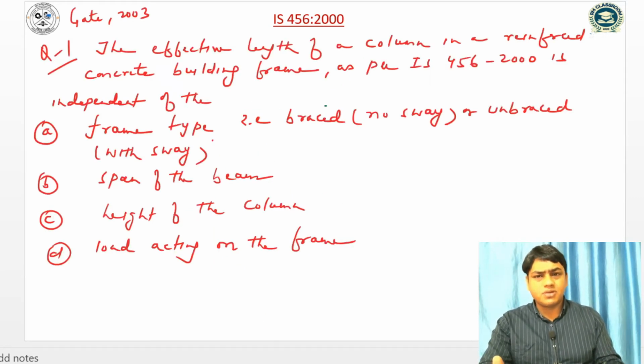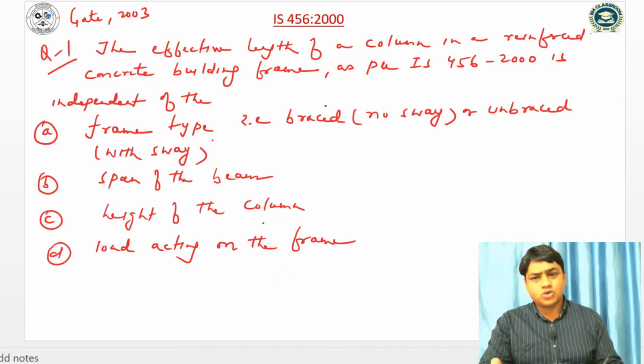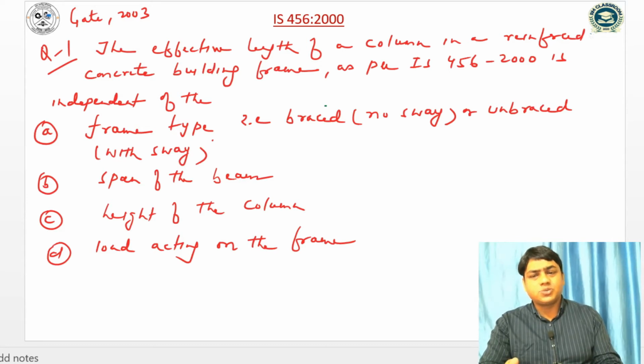So let us take one problem that was asked in GATE 2003. The effective length of a column in a reinforced concrete building frame as per IS 456-2000 is independent of the... So effective length generally depends on the frame type, braced or unbraced, means end condition. Similarly, span of the beam, height of the column, and load acting on the frame. So our D option, that is load acting on the frame, and effective length will not depend on the load acting on the frame. It will depend on the end condition, span of the beam, height of the column. So our D option is correct.